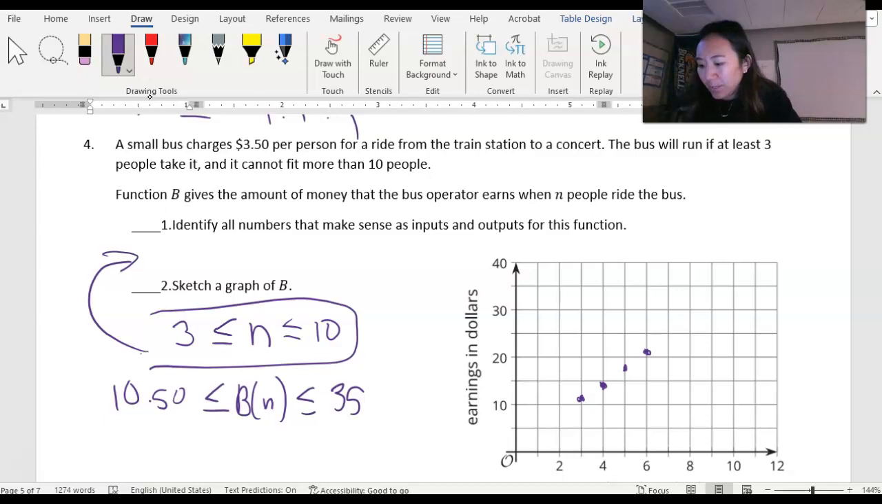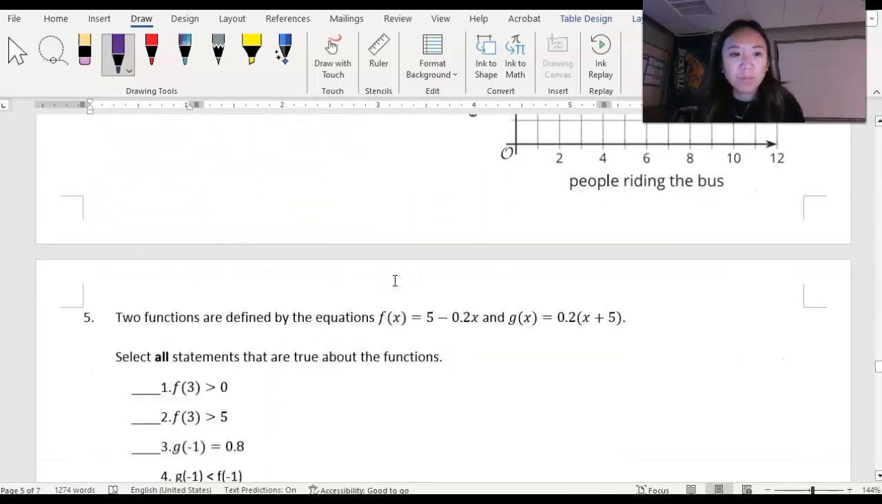7 times 3.50 is 24.50. And then 8 times 3.50. So you're just going and creating basically a table of these values. 9 times 3.50 gives me 31.5. And then we know that 10 times 3.50 is 35. So these are the possible inputs and outputs. Notice I'm not connecting the dots here because we can't have 3.5 people. As we discussed in class, we're not counting fractional people, okay?